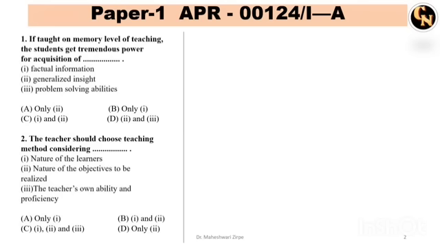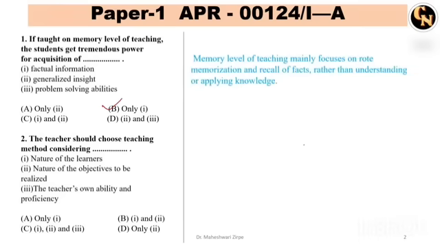Option B, let us mark it. Option B is the correct option. Okay, so this is the correct option. Now, the memory level of teaching mainly focuses on what? Rote memorization and recall the facts rather than understanding or applying knowledge. And that's the reason why only factual information can be acquired by the students. Then next is question number 2.